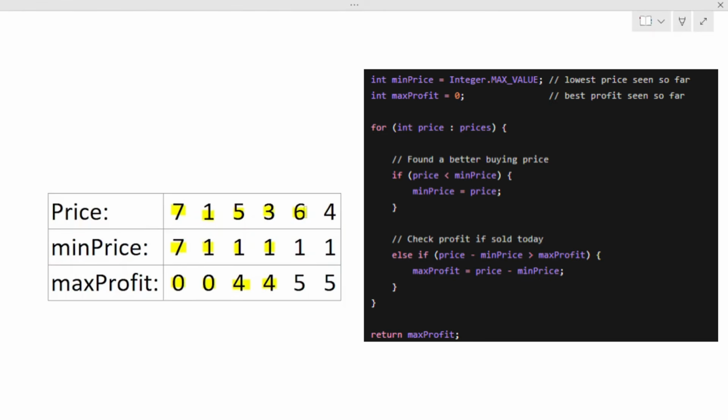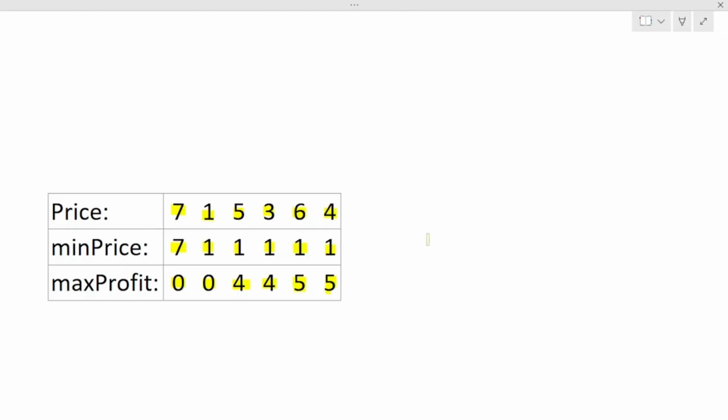On the next iteration, I have 6 in my hand as my current value. I'll be checking it with min price. Min price would remain as 1. 6 minus 1 equals 5, which is greater than 4. So it means my maximum profit has increased by 1 and it is now 5. Now taking the last element, it is again not less than 1. So 1 will remain as it is in min price. 4 minus 1 equals 3, which is less than 5. So it won't bother max profit variable and it will remain as it is. So the final answer that I'll get for max profit would be 5.